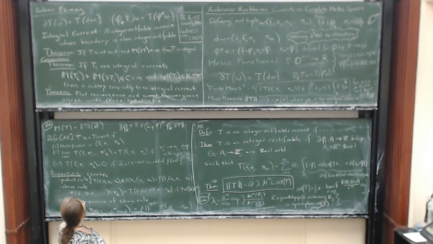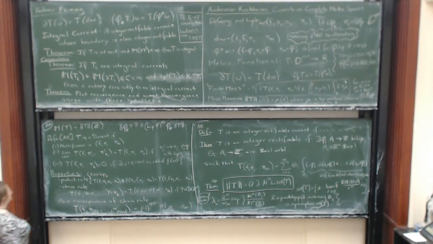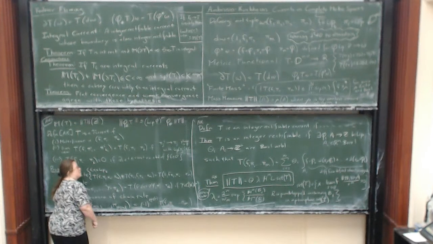In the Federer-Fleming. It's already erased. Okay, all right, so we have boundaries are fine, push forwards are fine, integral currents are integer rectifiable currents whose boundaries are also integer rectifiable. That definition is the same. Actually, let me slide this up so I can mark which ones are the same.